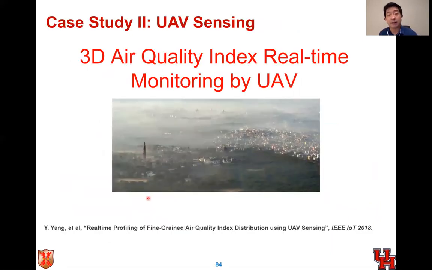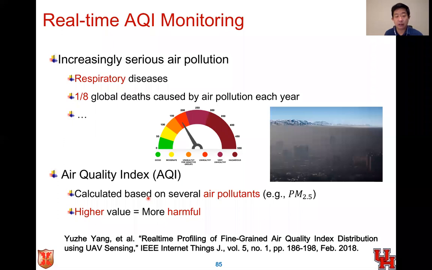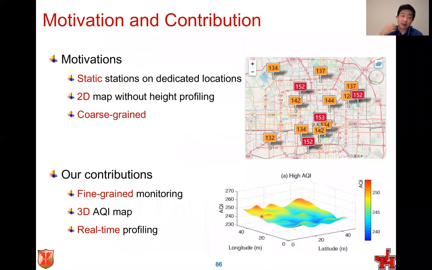So for the second example, we talk about UAV sensing with air quality, and this is a collaboration with Beijing University. Air pollution basically causes a lot of deaths, and the air quality index is a value related to PM 2.5, and the higher, the worse. And this is the Beijing map.